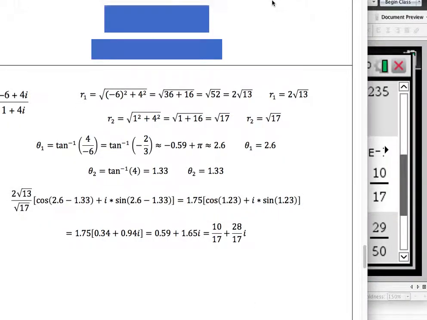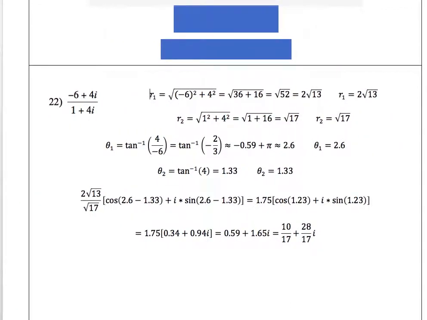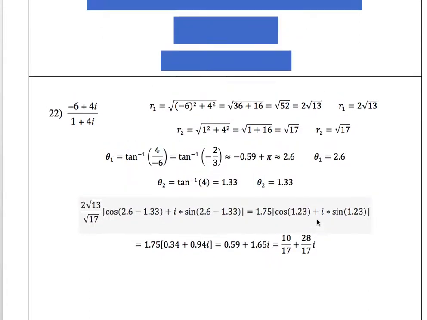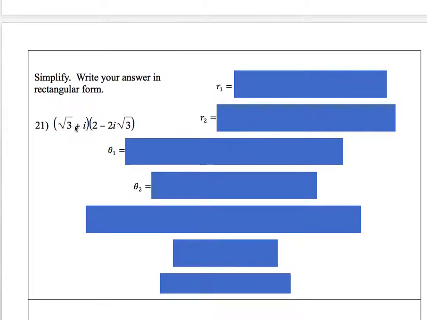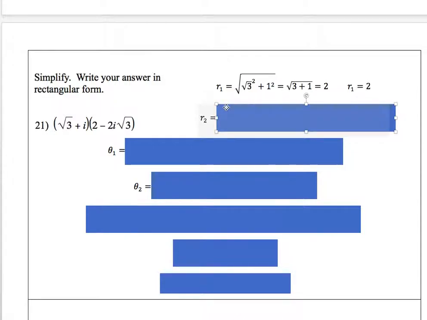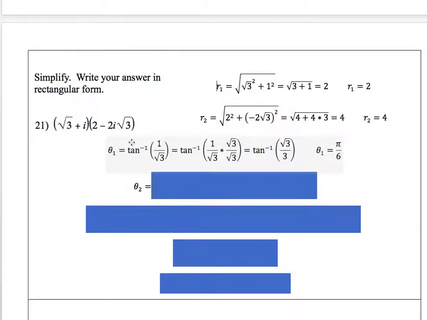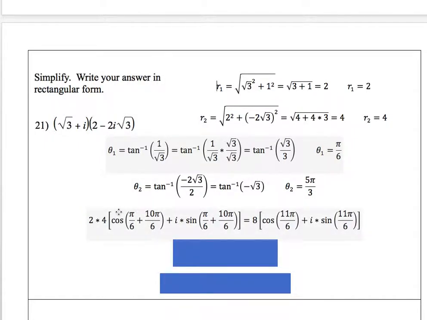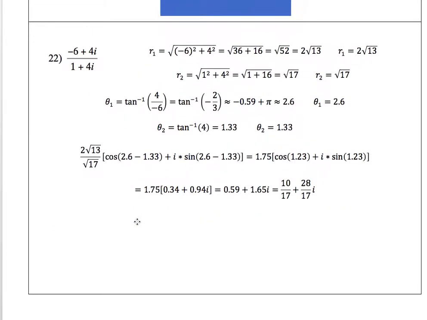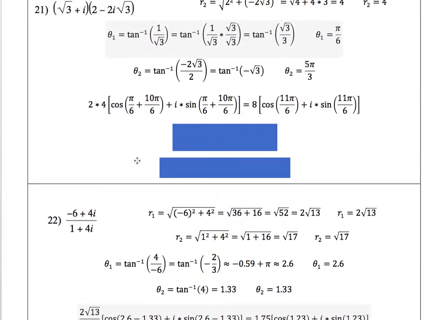All right, let's go back to our review. All right, so that was problem 22, 21. Here we have the same type of problem except we're multiplying instead of dividing. So we're finding our R values, same way we have, finding our thetas. And when we set it up, notice we're multiplying here and we're adding here. Okay, down here on number 22, we were dividing, so we divided the radius and subtracted there.